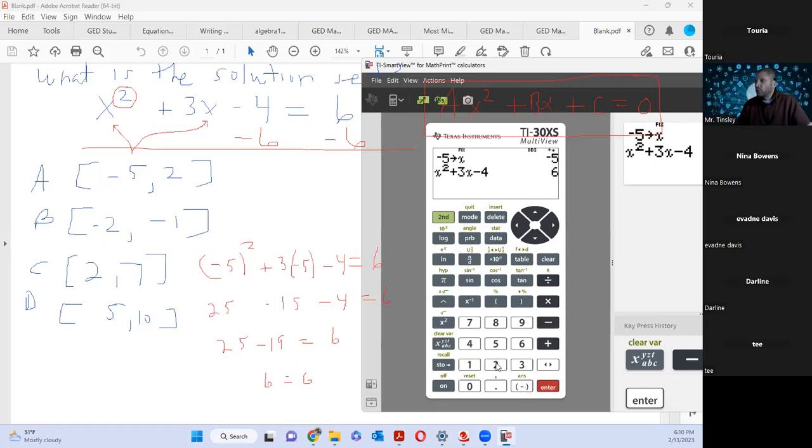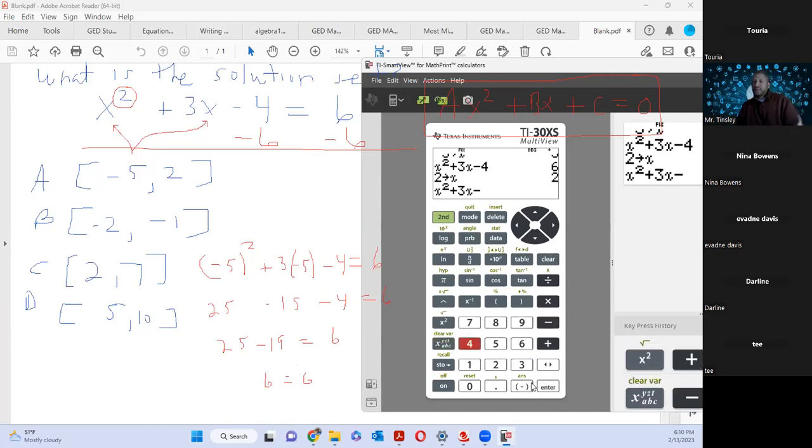So now we're going to do the 2, store x, and type in the same thing: x squared plus 3x minus 4. Again, do I get 6? Yes, I'm done. 15 to 20 seconds. No stress, no worrying about signed numbers, no changing to standard form. But that's if they give you the solutions.